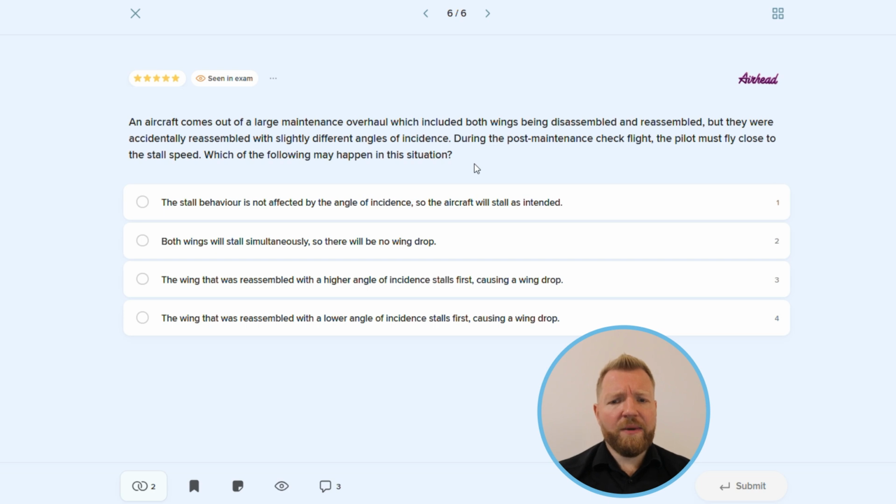Now, if we consider a case from the question, since wings had been reassembled with slightly different angle of incidence, it's easy to imagine that the wing that had been mounted with a greater angle of incidence during a flight would have a greater angle of attack. During an approach to stall maneuver, this wing will reach its critical angle of attack and stall sooner than the wing with smaller angle of incidence, and that will result in a wing drop. And exactly this situation is described in answer number 3. The wing that was reassembled with higher angle of incidence stalls first, causing a wing drop. And that was the correct answer.